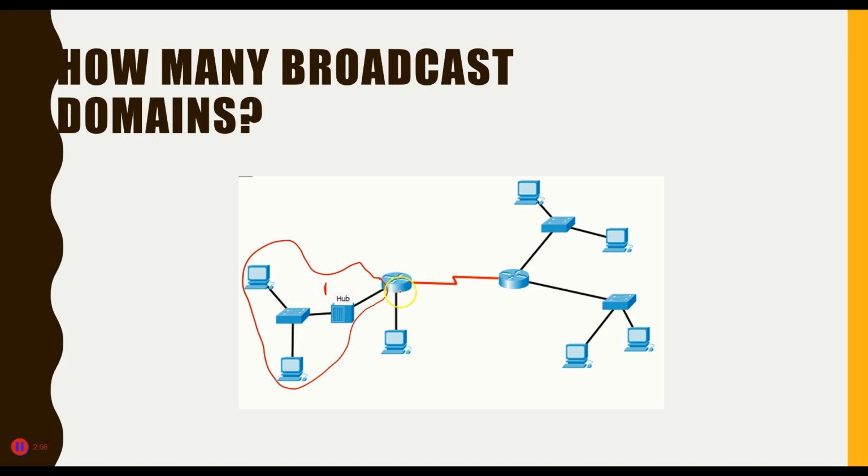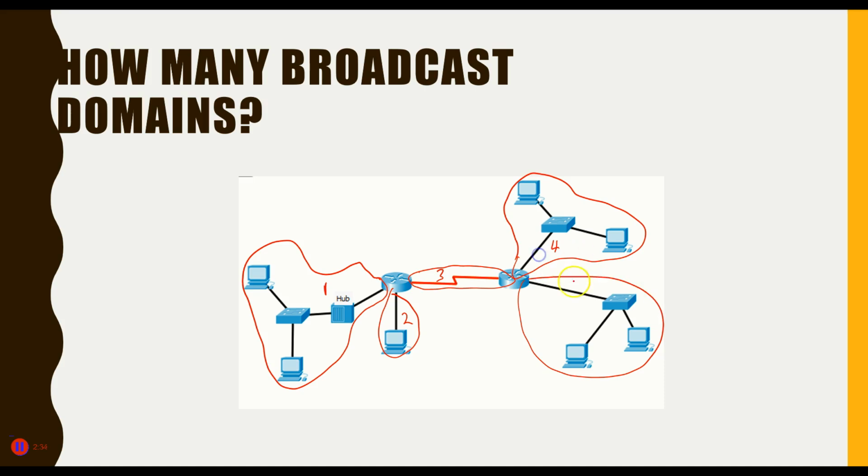Now I have another connection to the router right here. So this is a second broadcast domain. Here I have connections to two different routers, but it's one segment of the network, and so that is our third broadcast domain. I have another one over here, so that is a fourth broadcast domain. And now finally I have one right here. So this is 5. So I have 5 broadcast domains here.